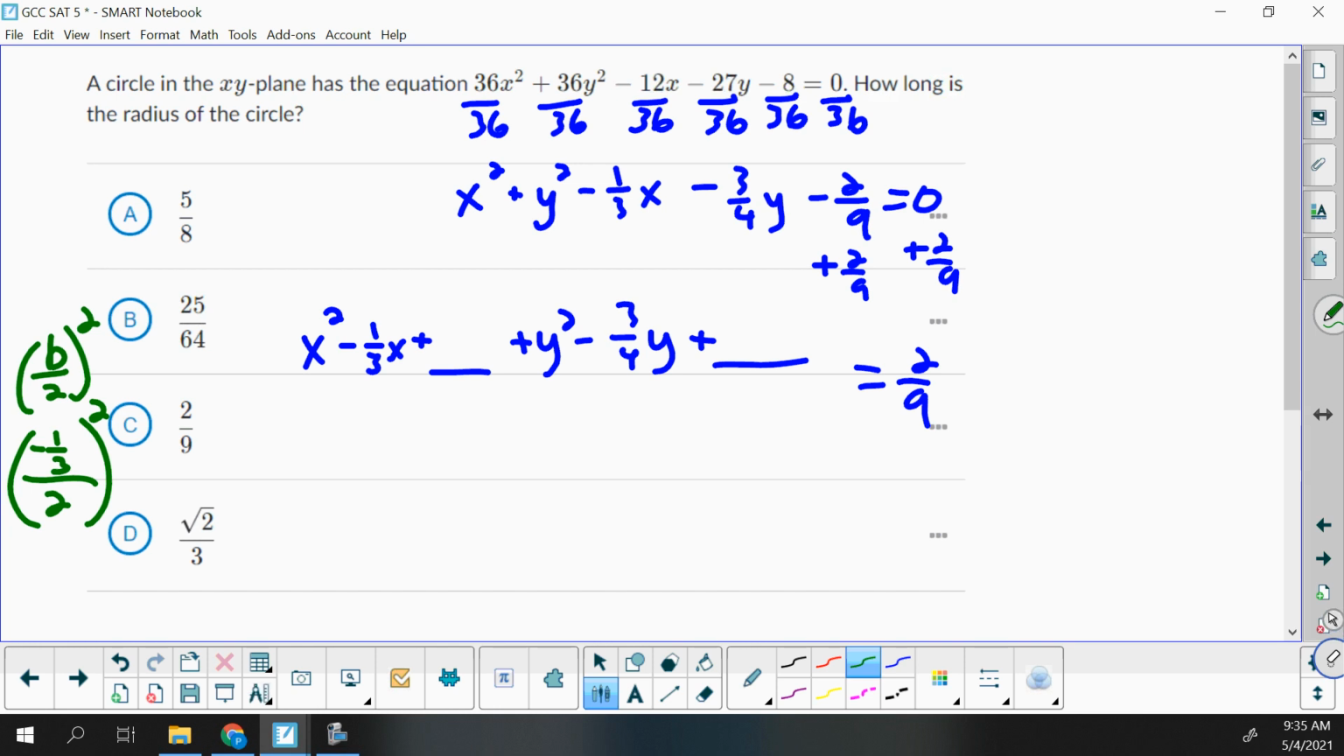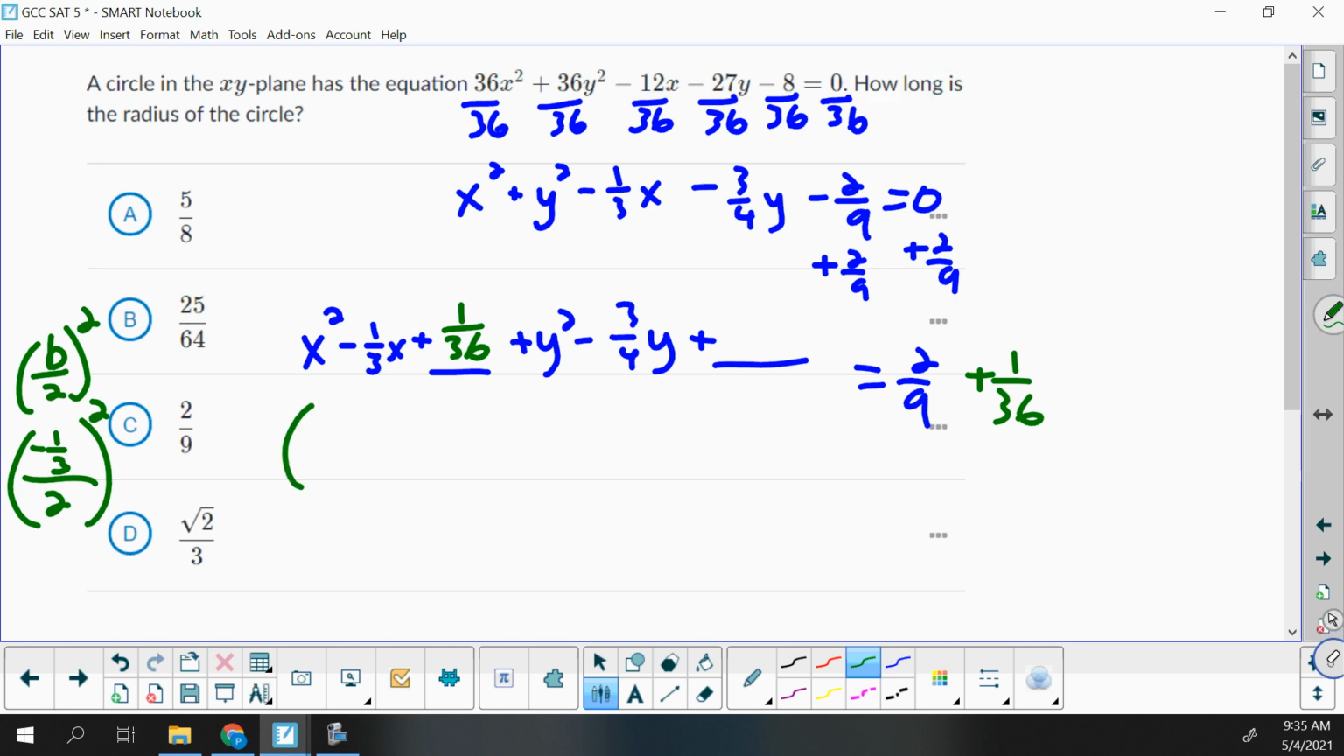And we'll give you a second to put that in your calculator. Make sure the negative 1/3 is in the numerator, and then divide by 2. So when we divide by 2, we should get negative 1/6. When we square it, we get 1/36. So we'll put 1/36 here, but whatever you add to one side, you've got to add to the other side.